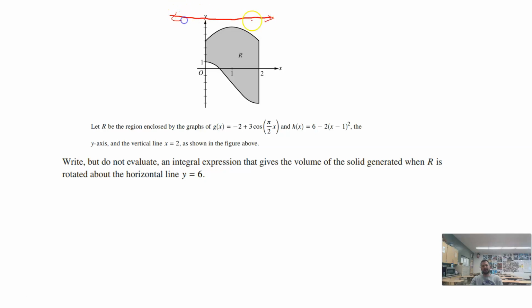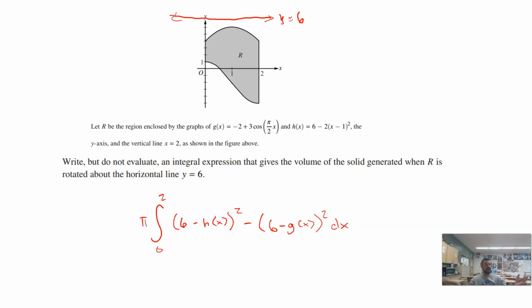Letter C, we've got this line up here at y equals 6, and we're going to revolve around that particular line. Now, the nice thing about this is we just have to set it up, but we don't have to do anything with it. So I put my pi on the outside, and I've got the integral from 0 to 2 of the radius that is further away, which is 6 minus 2 times (x minus 1) squared. So the distance from that to the axis is 6 minus that h of x that we have, squared, minus the function that's closer, that's 6 minus g of x, squared, dx.